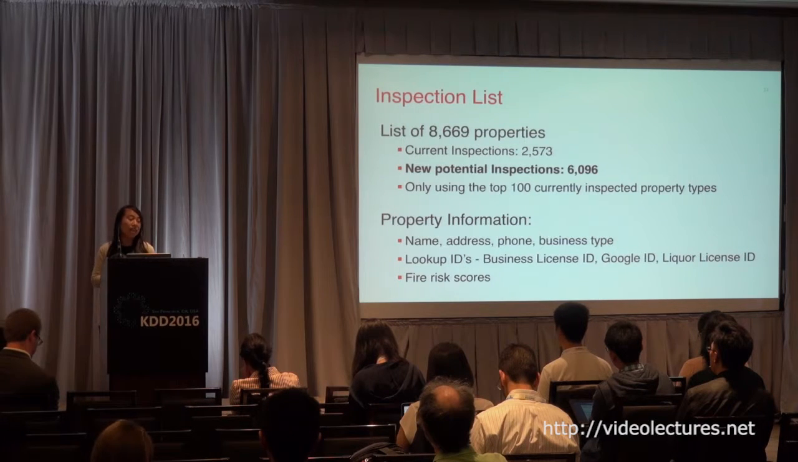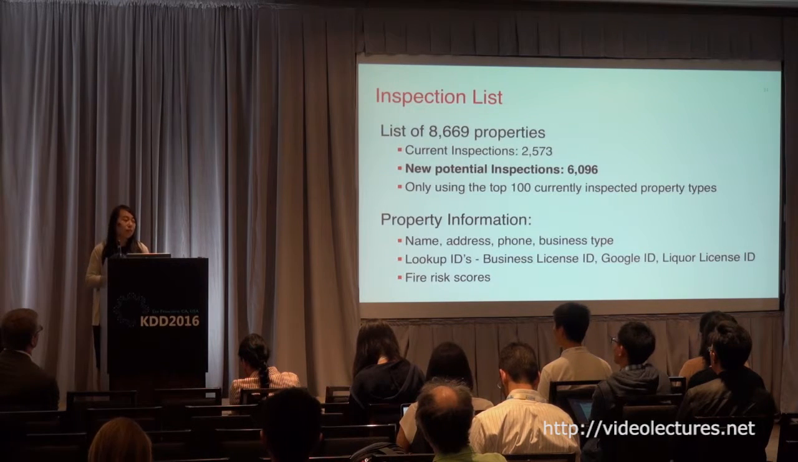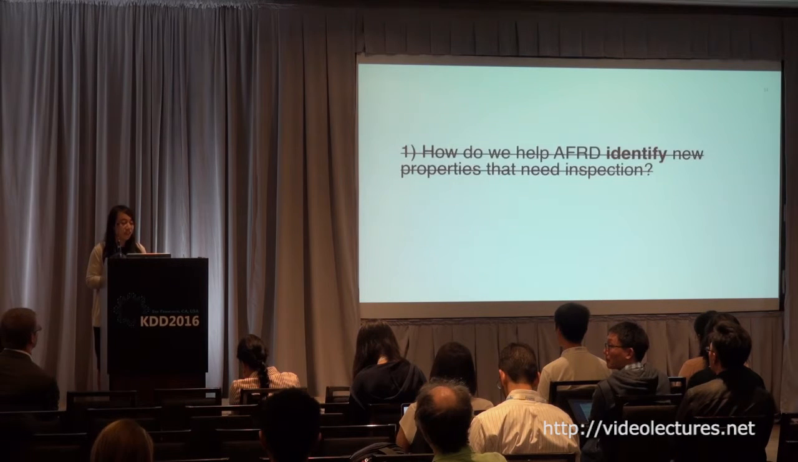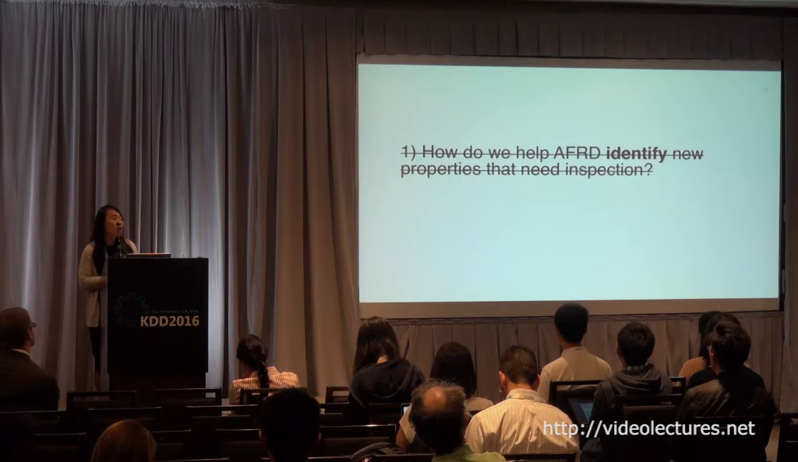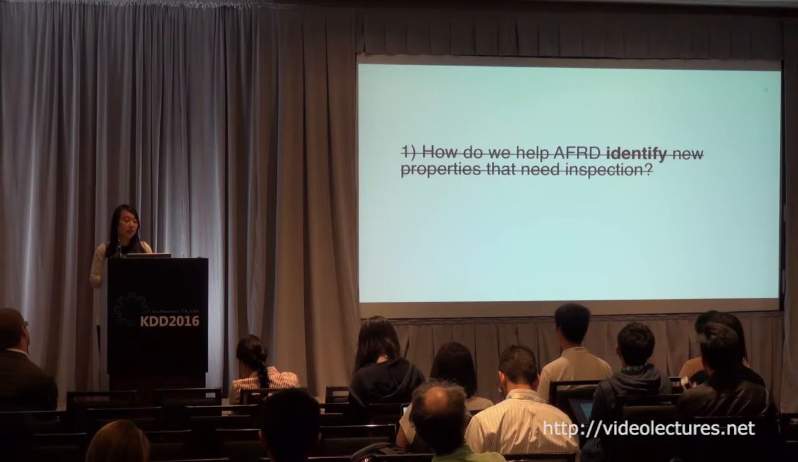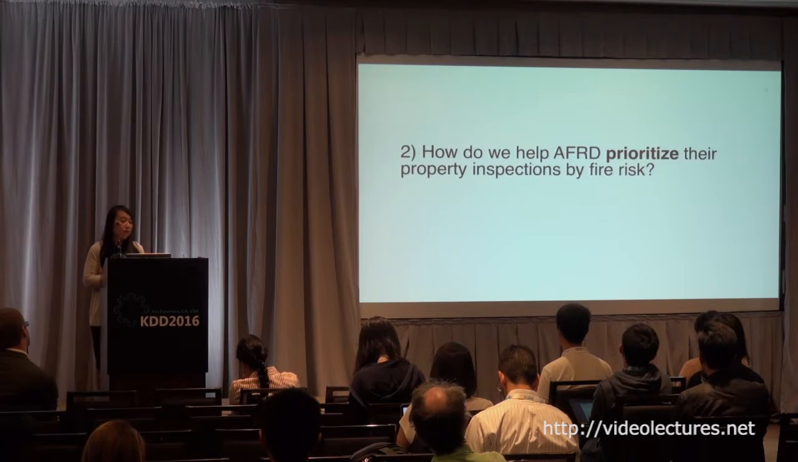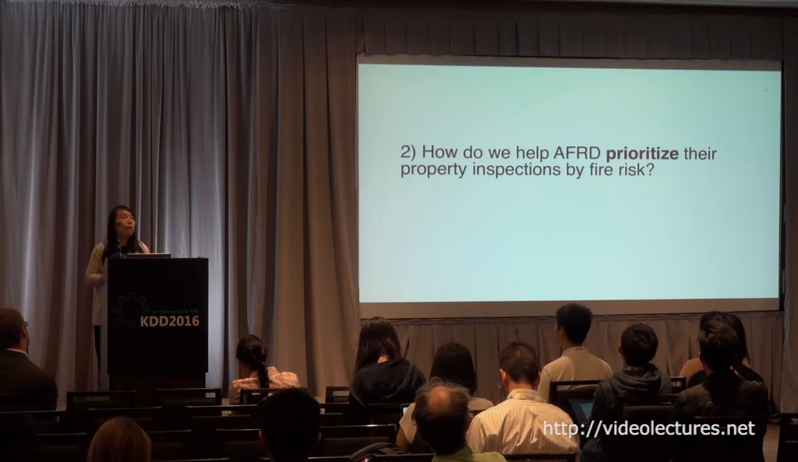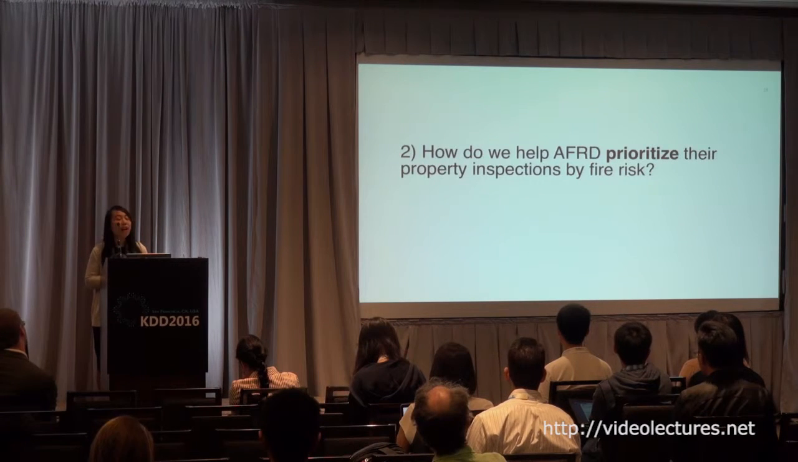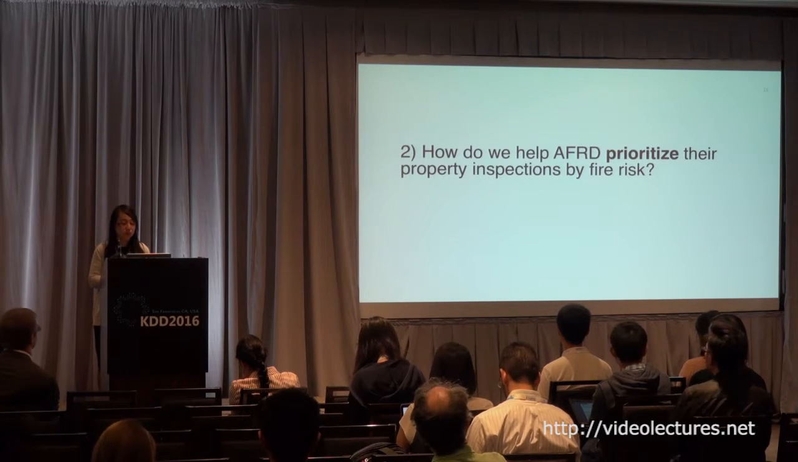So we also attach the fire risk scores to each property so they can prioritize the entire inspection process, which will be our objective too. So far we are mostly done with objective 1, and now we move on to build a machine learning model to help them prioritize the entire inspection.